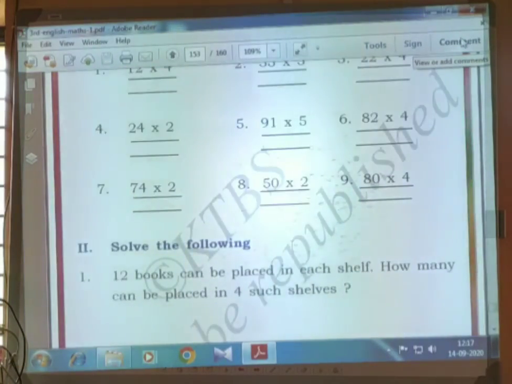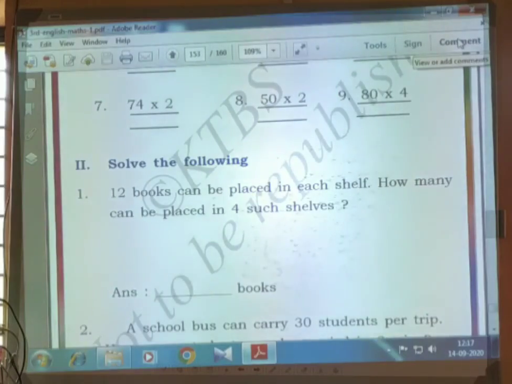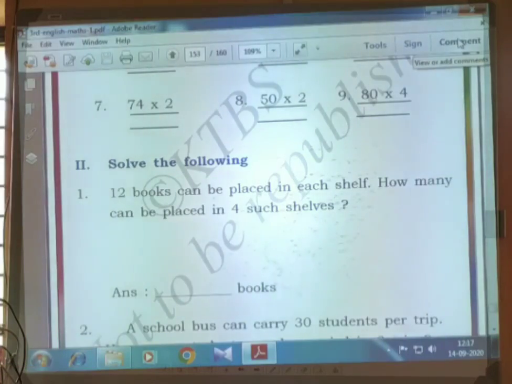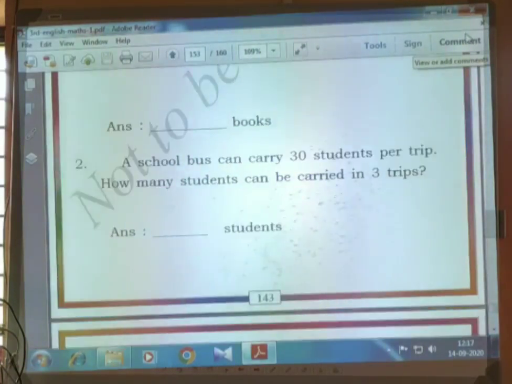The remaining examples you have to do. Solve the following. 12 books can be placed in each shelf. Then how many can be placed in 4 such shelves? Means you have to multiply 12 into 4.